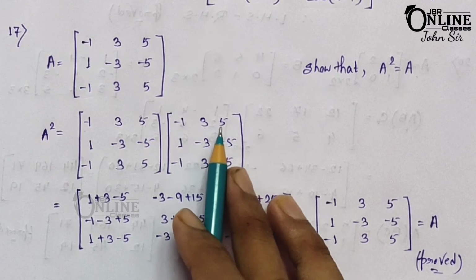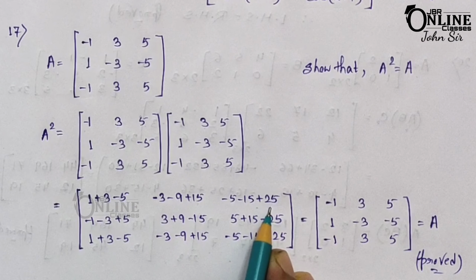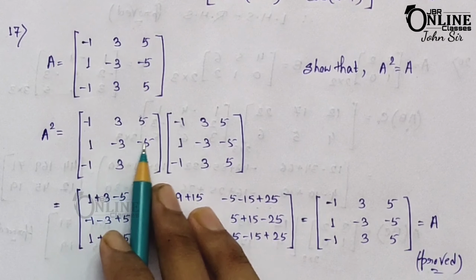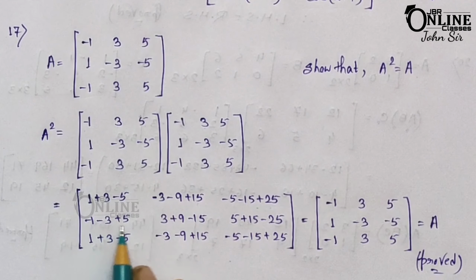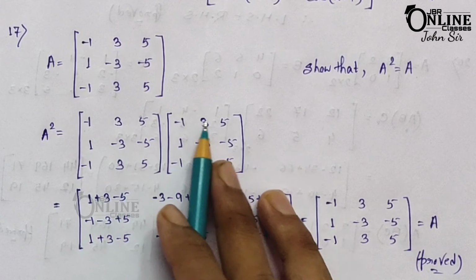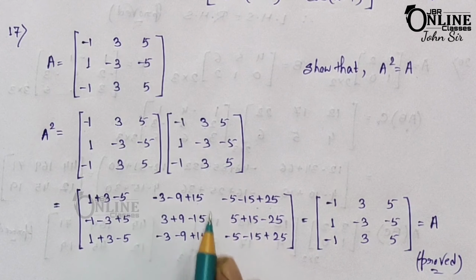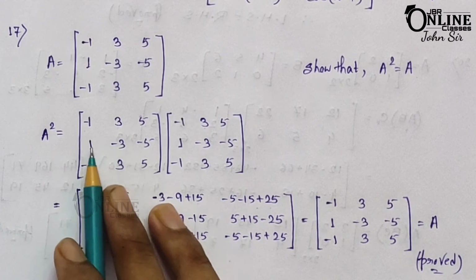Then 5 into minus 1, minus 5, minus 5 into 3, minus 15, and then again 5 into 5, 25. Similarly, you have to multiply this row with this column, you will get this one. Then again this row with second column, you will get this one. Then same row with third column, you will get this one. Again third row first column, then third row second column, then third row third column.